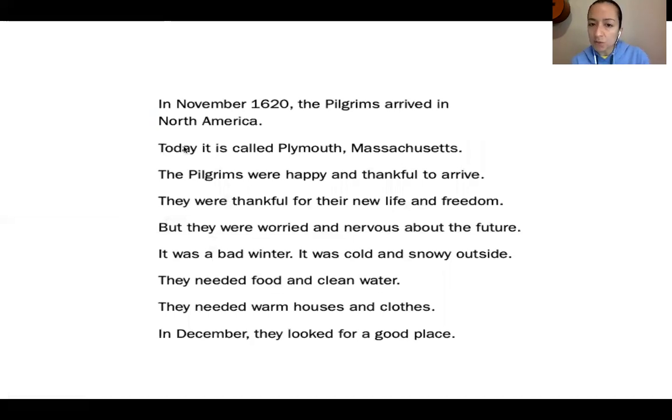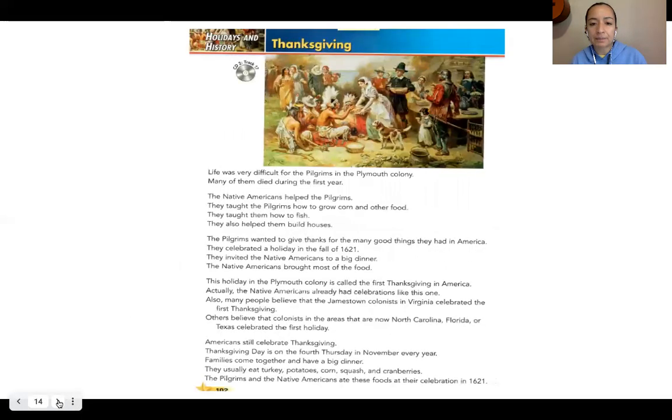In November 1620, the Pilgrims arrived in North America. Today, it is called Plymouth, Massachusetts. The Pilgrims were happy and thankful to arrive. They were thankful for the new life and freedom. But they were worried and nervous about the future. It was a bad winter. It was cold and snowy outside. They needed food and clean water. They needed warm houses and clothes. In December, they looked for a good place.